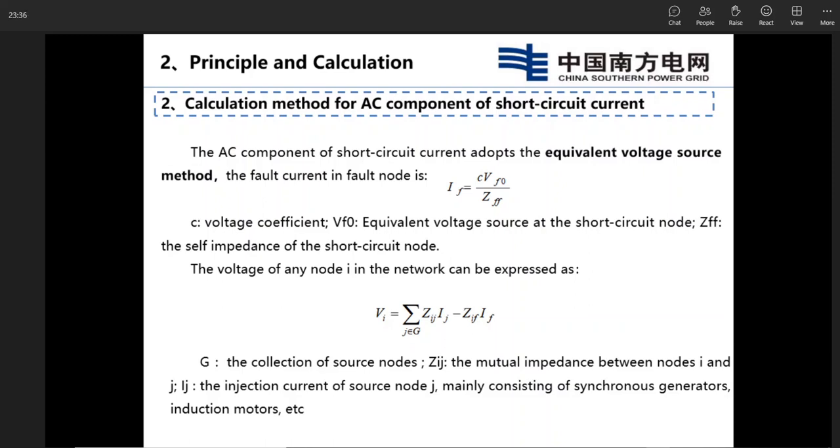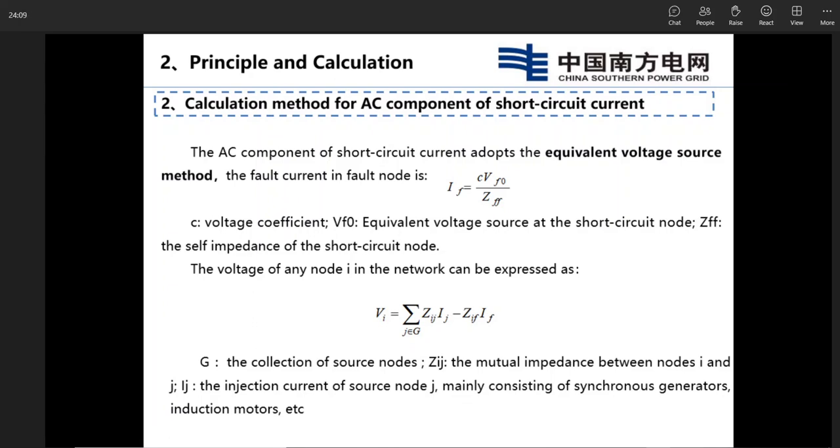We call it self-impedance. The voltage of any node in the network, we use this equation to calculate. G means the collection of the source nodes. Zij means the mutual impedance between node i and j. Ij means the injection current of the source node j. Sources consist of generators, motors, and so on.